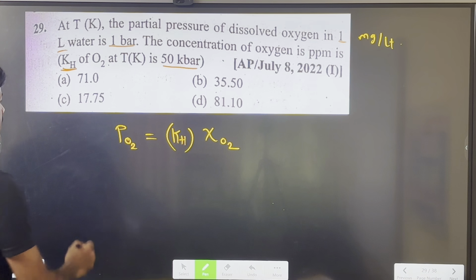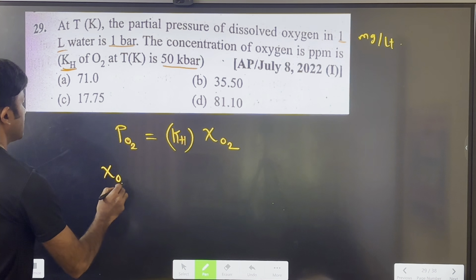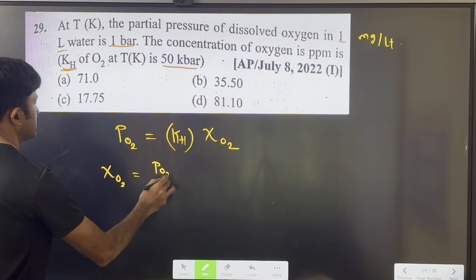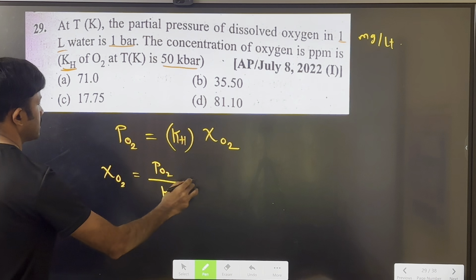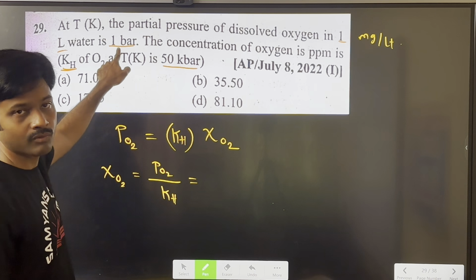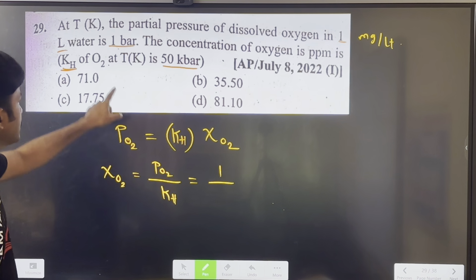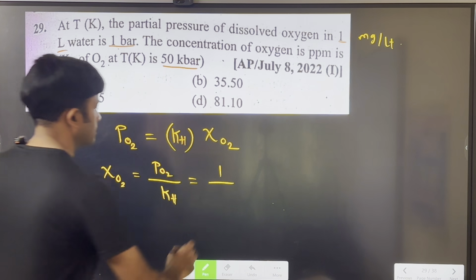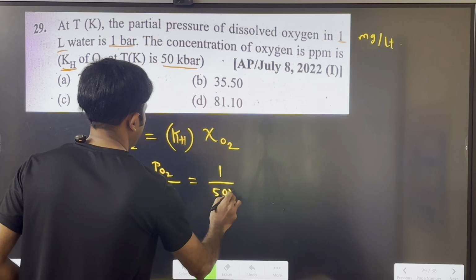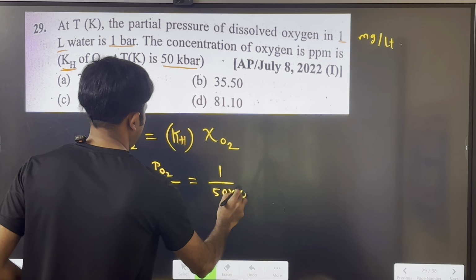50 kilobar. Okay, so this mole fraction of oxygen, first you find out by using this formula: mole fraction of oxygen equals partial pressure of oxygen divided by KH. Partial pressure of oxygen given here is 1 bar, right? So you put here 1 by KH value, they given 50 kilobar. So this we can write as 50 into 10 power 3. Can I write like this?